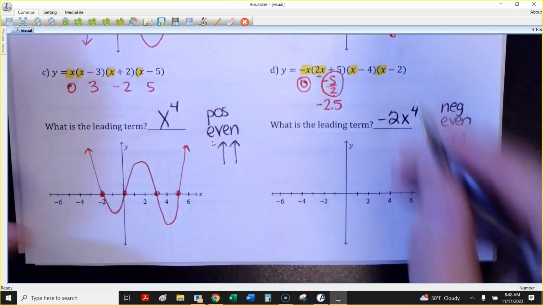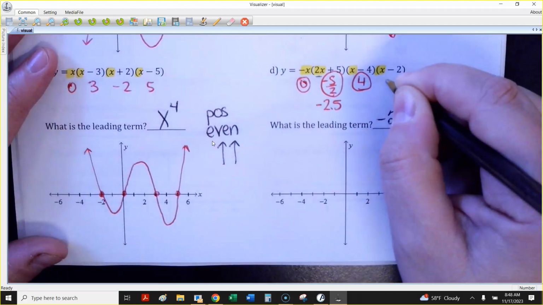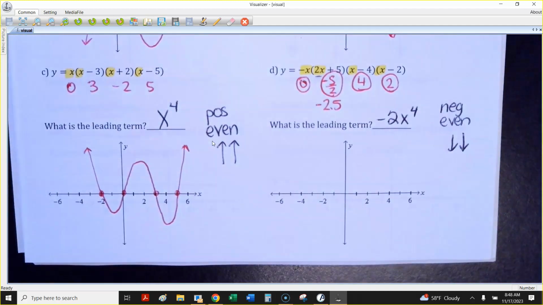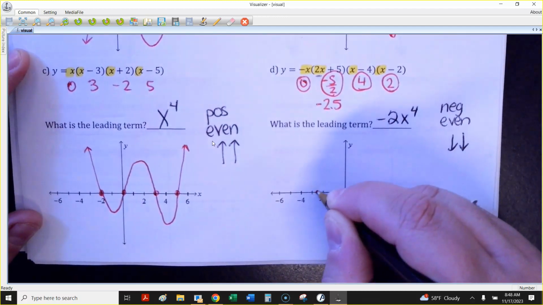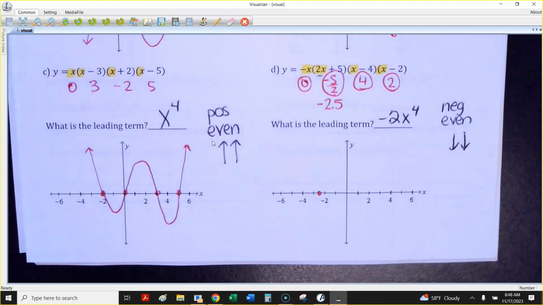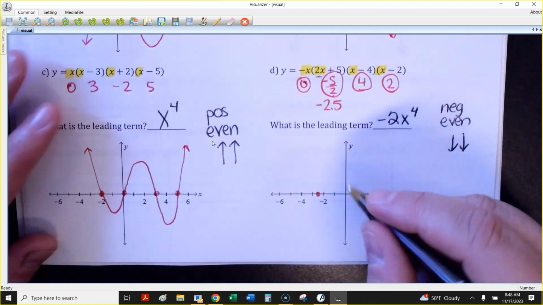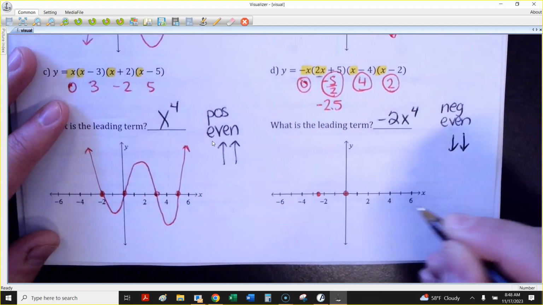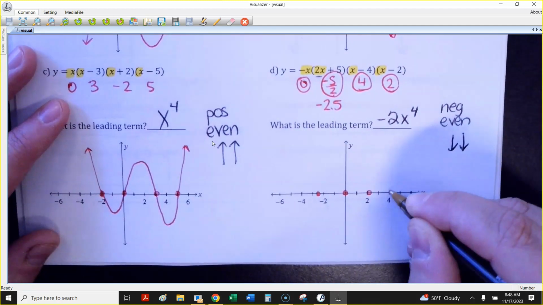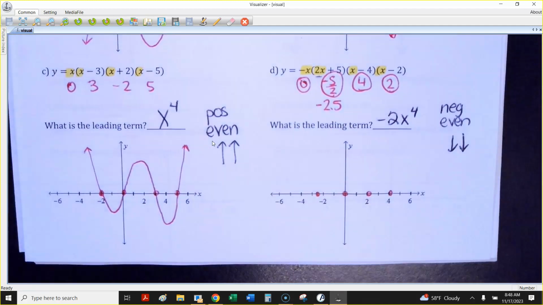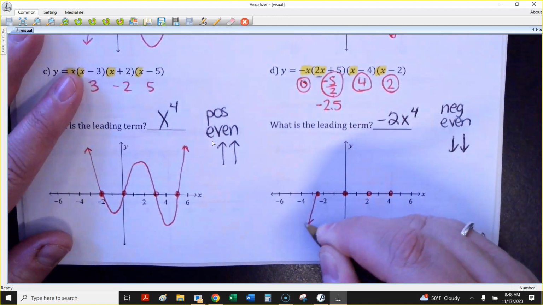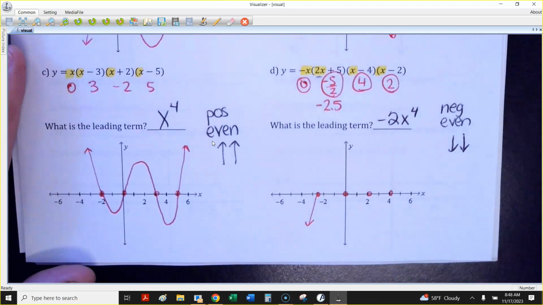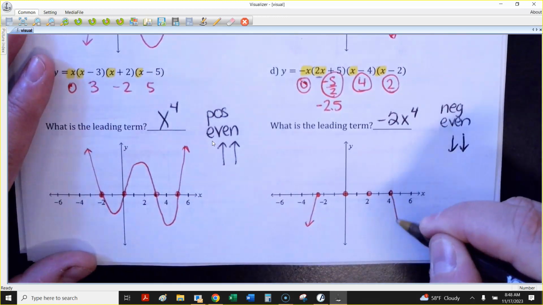And then we've also got a 4 and we've got a 2. So those are the points I'm going to plot. So like I said, for the negative 2.5, just do your best to go between the negative 2 and the negative 3. It doesn't have to be perfect. And then I've got 0, I've got 2, and I've got 4. Whichever one's on the far left, we're going to draw down on that. That's going to be that negative 2.5. And whichever one's on the far right, which is the 4, we're going to draw down on that too. The two ends should both go down.